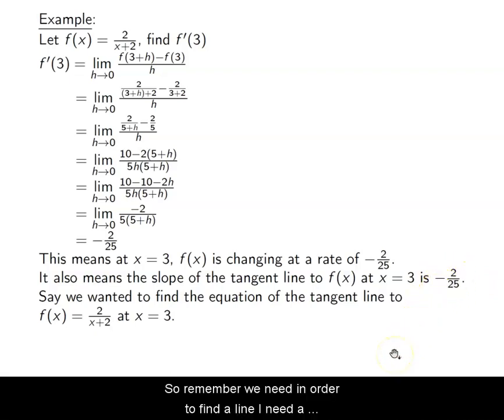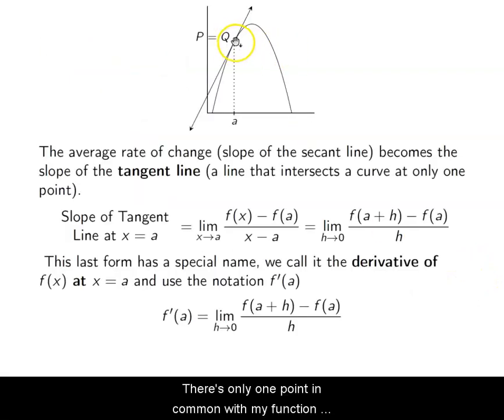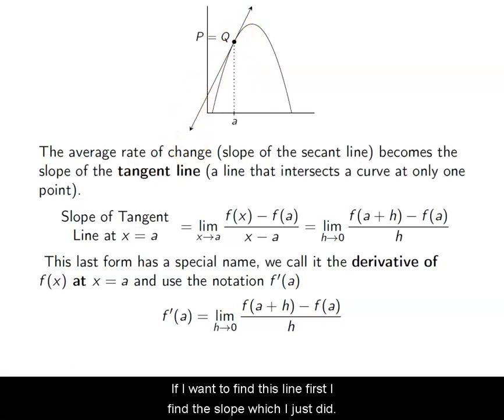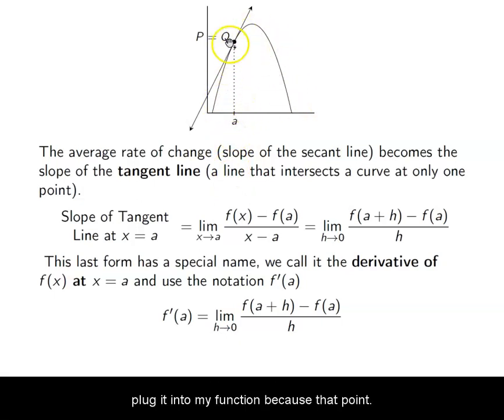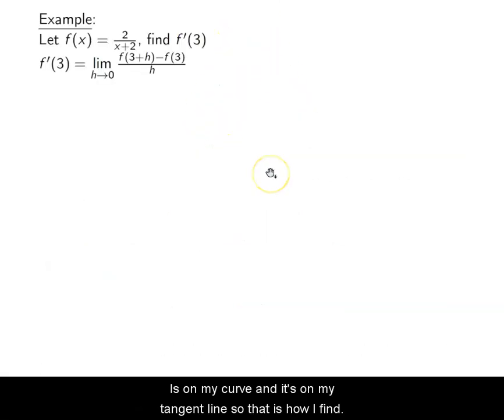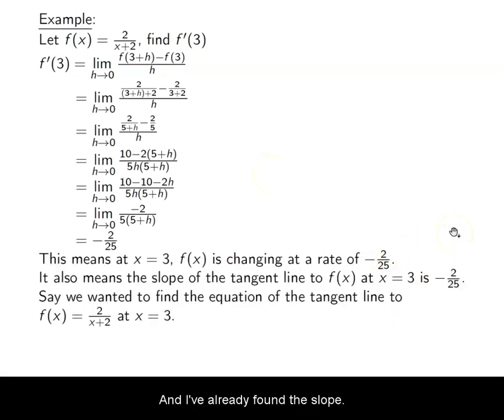So remember what we need in order to find a line. I need a slope, which I have, and I need a point. In order to find my point, remember, the tangent line shares only one point in common with my function, and that's the point of interest to me. So if I want to find this line, first I find the slope, which I just did. And then I take my value, in this case x equals 3, and I just plug it into my function, because that point is on my curve and it's on my tangent line. So that is how I find the point on my line, and I've already found the slope.